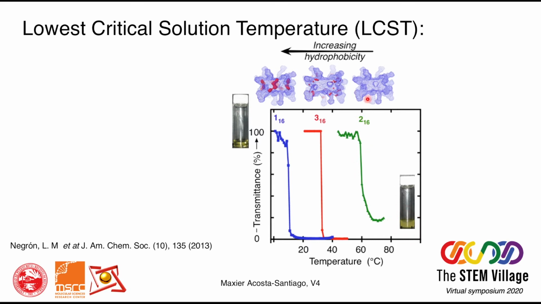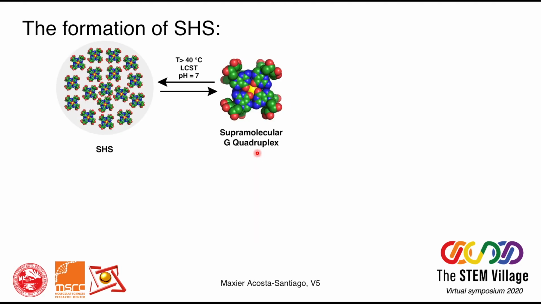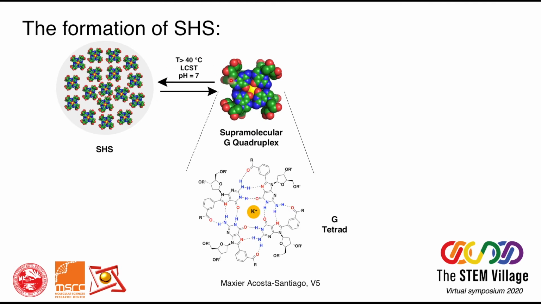As I mentioned, the one that has no hydrophobic patches has a very high LCST, while the one that has a very prevalent presence of hydrophobic patches has a very low LCST. So the more hydrophobic a system is, the less energy it needs to come out of solution. Now that we have this process down, we look into what the G-quadruplexes, or guanosine quadruplexes, are.